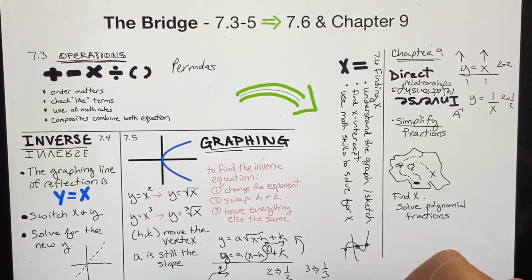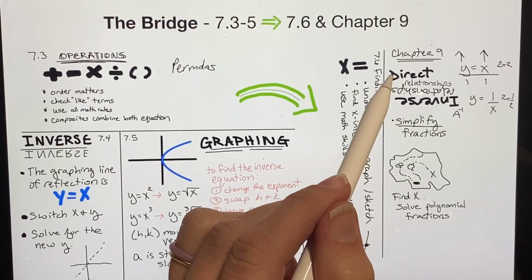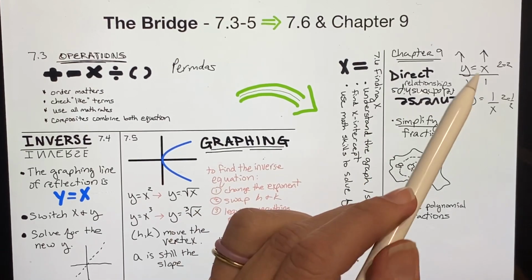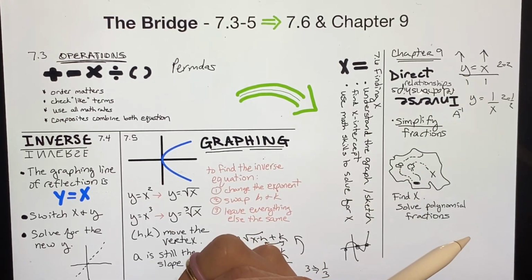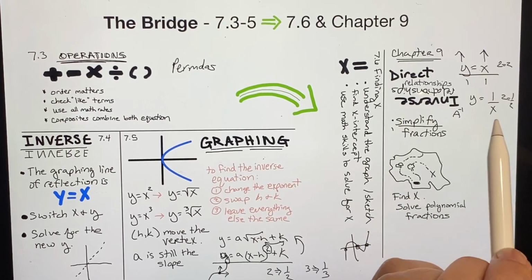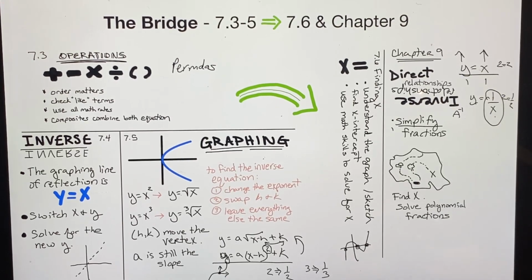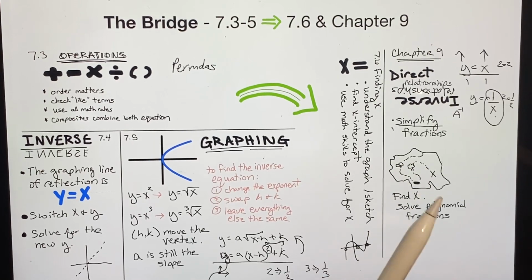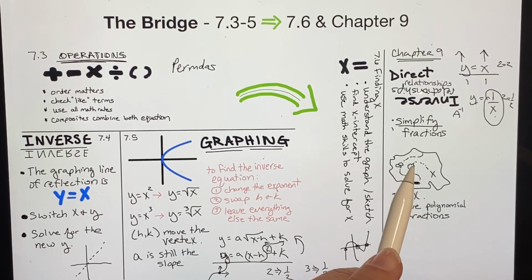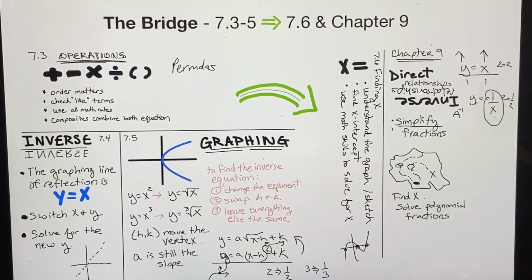It's giving the reciprocal. So we're going to take what we know about direct and inverse relationships and where we actually place them in an equation. And we're going to be able to simplify these fractions, because anytime we have an inverse equation, we end up with a fraction. And again, the whole point is to find x. So we're going to walk through all of our different steps along our map. We're going to use our scavenger hunt and figure out how we can solve polynomial fractions using everything that we know about our order of operations for equations.